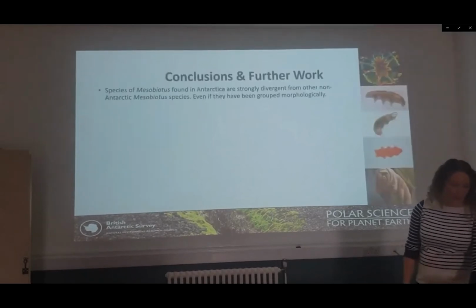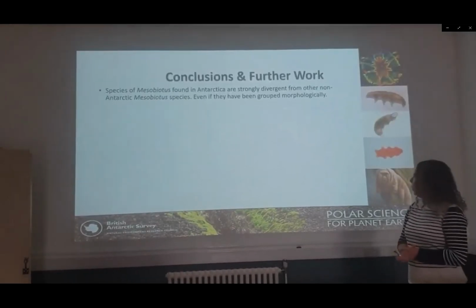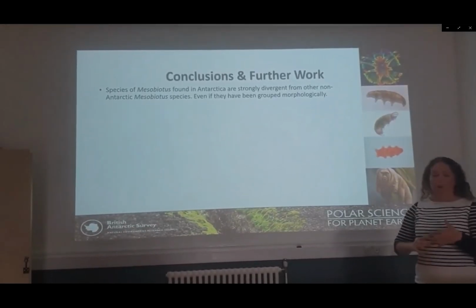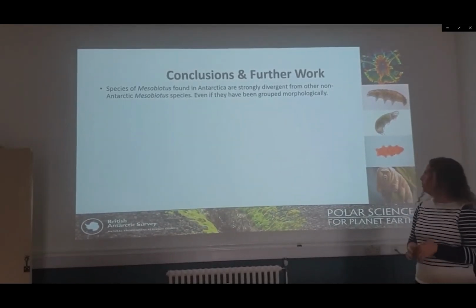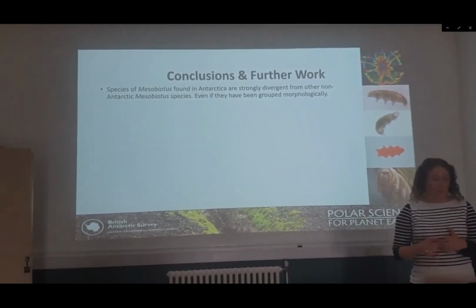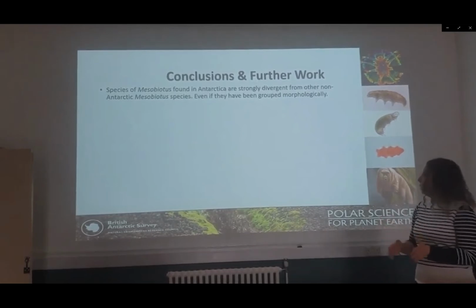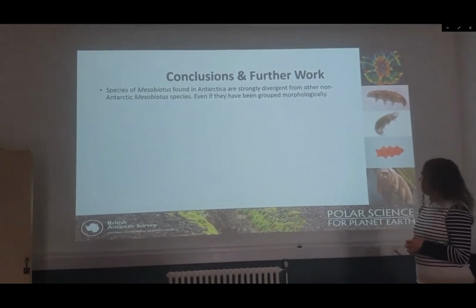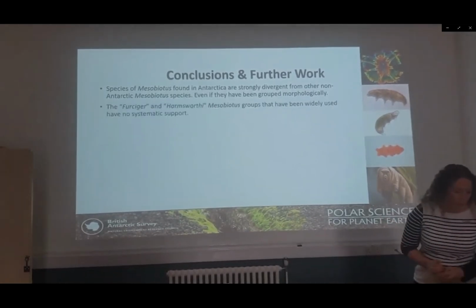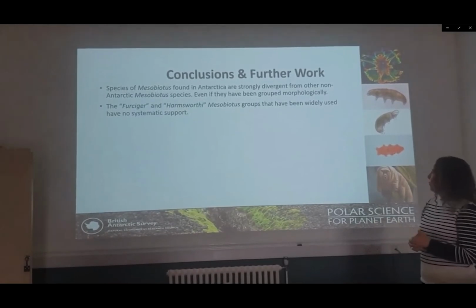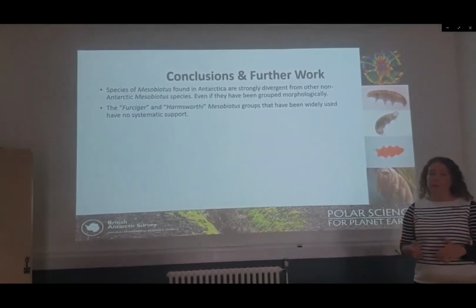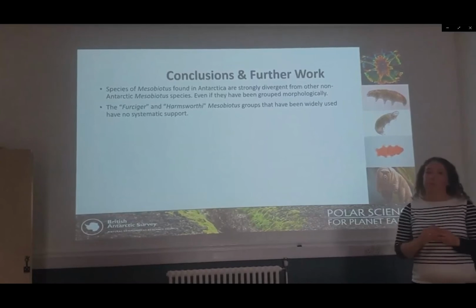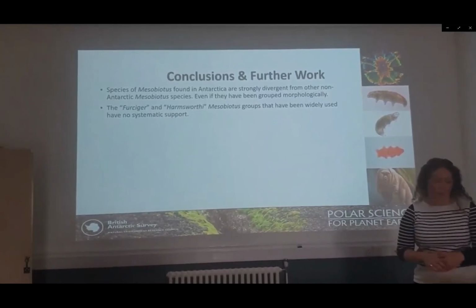So this shows us that the species of Mesoboetis found in Antarctica are strongly divergent from other non-Antarctic Mesoboetis species. Even if they have been grouped previously morphologically, there is actually no evidence for them to stay linked with each other. This means, therefore, that the Thursiger and Harnsworthy Mesoboetis groups that are widely used actually have no systematic support, and this should probably be rethought.